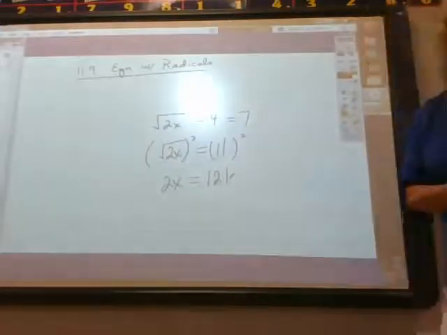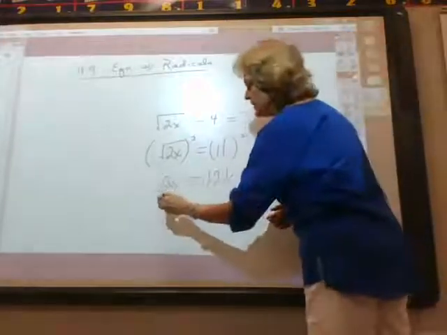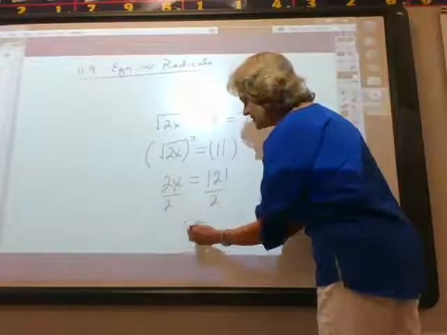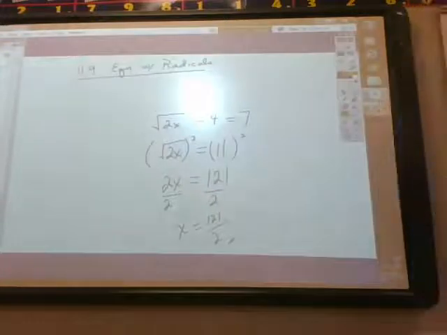11 squared. All right, so now I don't want 2x, I want 1x, so I just divide by whatever's beside the letter. And so my x is 121 halves, right? 121 over 2. And you can leave it improper.